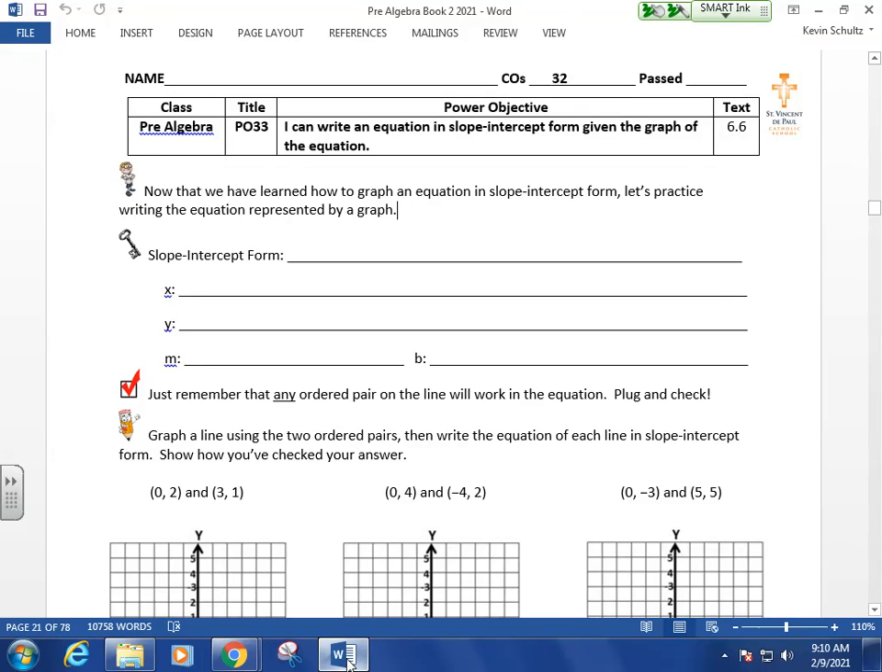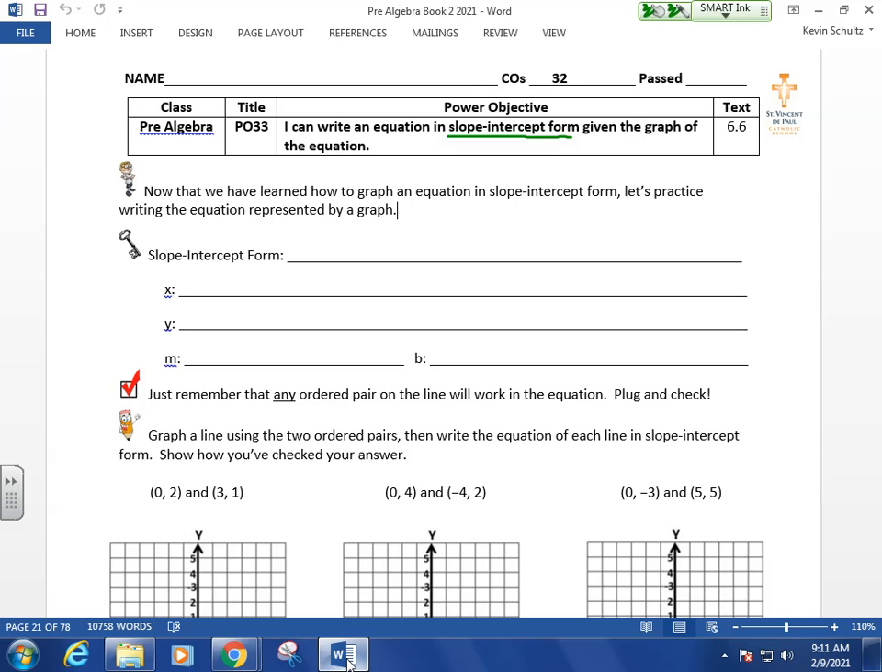Good day, pre-algebra. We are starting the week with PO33, writing an equation in slope-intercept form. There's that phrase again. I said you'd see it a lot, given the graph of the equation. So in PO32, I gave you the equation, you gave me the graph. Now in PO33, I'm giving you the graph, or at least 2 points to make the graph, and then you are going to write the equation.